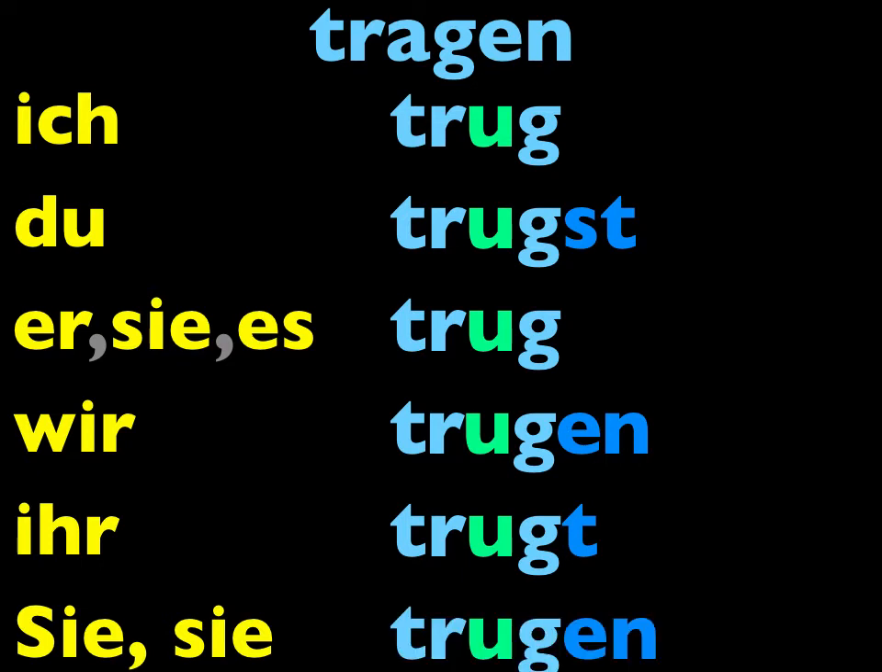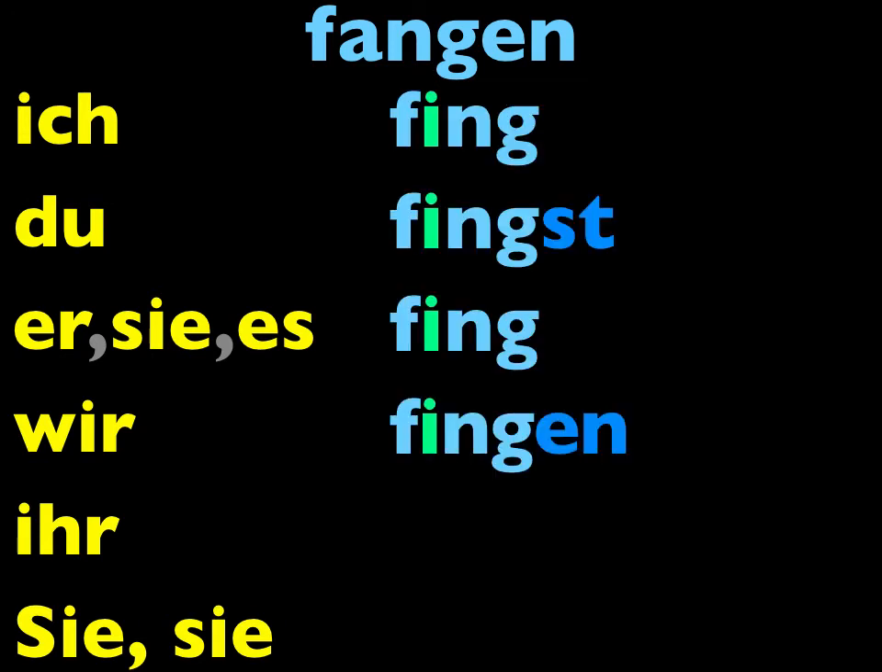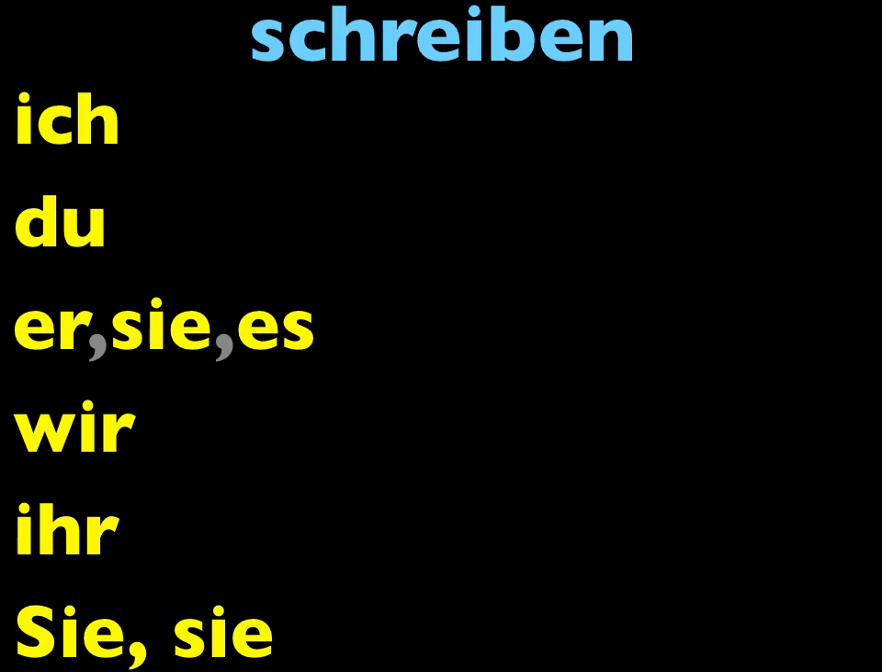The next verb changes the vowel to the letter I in the imperfect tense. Fangen means to catch, and in the past tense in English, catch becomes I caught. So there are some changes. However, in German again, it changes to an I. Repeat after me. Ich fing. Du fingst. Fing. Wir fingen. Ihr fingt. Sie fingen. Good.